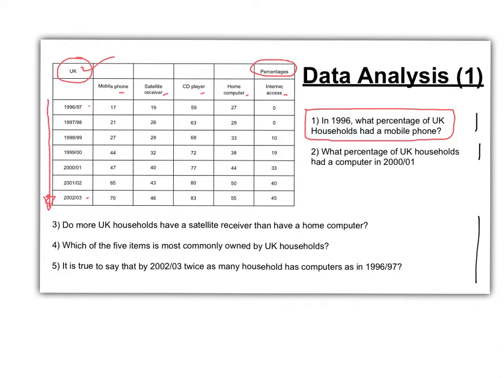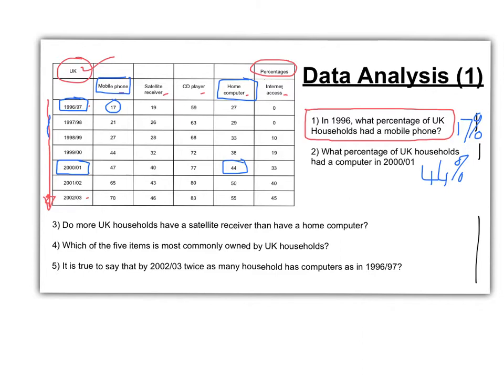So in 1996, I find 96. What percentage of UK households had a mobile phone? I find mobile phones. So the answer would be 17%. Question 2: what percentage of UK households had a computer in 2000-2001? So I find 2000-2001, which is there. I then find computers, which is there. I then work out that 44% had a computer in 2000.